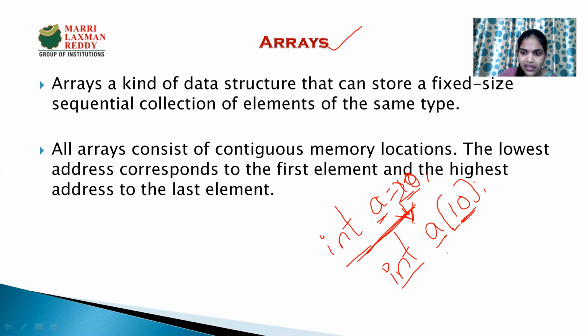When we are assigning the values to this, the array index always starts with 0 and it ends with n minus 1, that is 9. For this declaration, it starts with 0 and ends with n minus 1. Whatever value I give first is stored at index 0, that is the lower bound, and whatever value I give last is stored at the higher index.